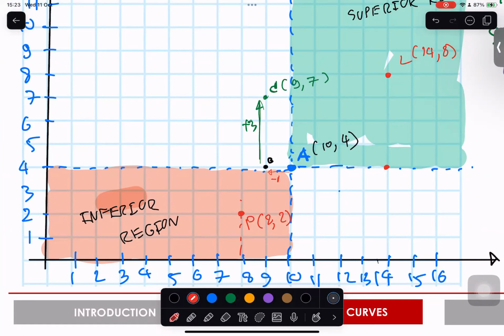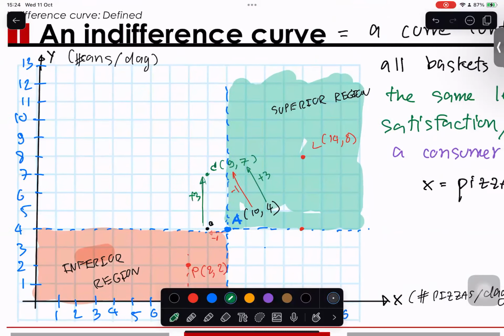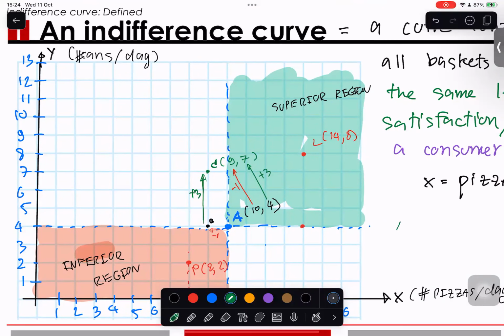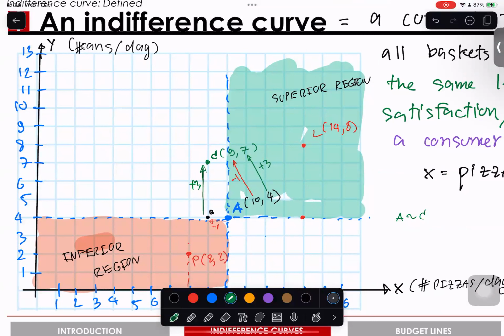What we see here, lost 1 of good X. And if he got plus 3 of good Y, he completely stopped crying. Then I can conclude that basket A and basket C are indifferent, generate the same happiness level. Since you are completely okay after he compensates you with 3 units of good Y for the loss of 1 slice, then C must be indifferent to basket A.